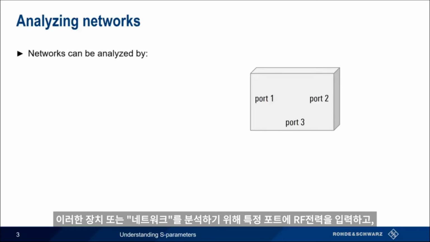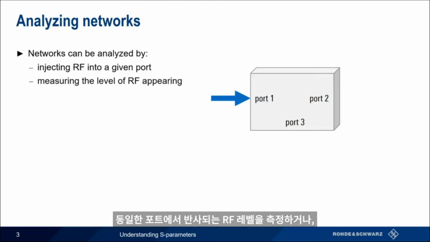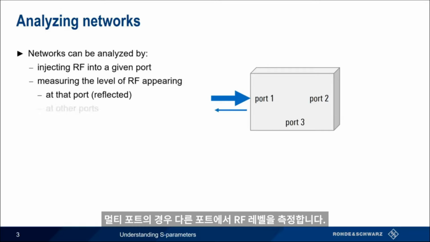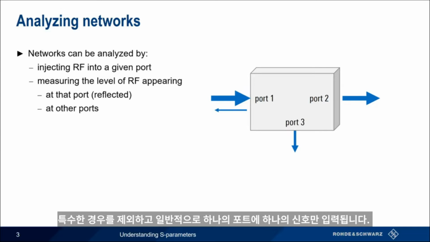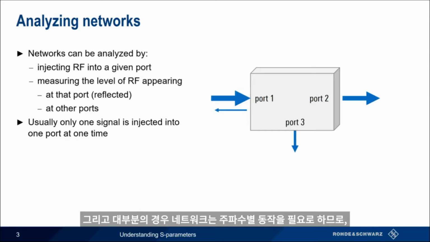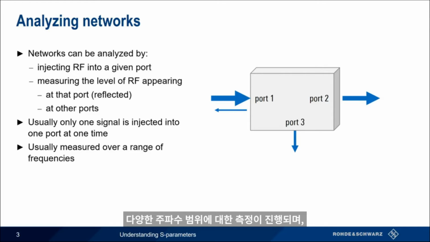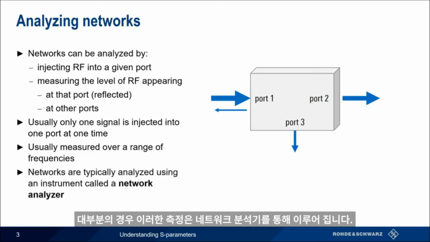We can analyze these devices, or networks, by injecting RF energy into a given port and measuring the level of RF energy that appears both at that same port, that is, the reflected power, and in the case of multi-port devices, at the other ports. Except in some very special cases, usually only one signal is injected into one port at one time. And in most cases, our network will exhibit frequency-specific behavior, so measurements are normally made over a range of frequencies. In most cases, networks are analyzed using instruments called network analyzers.